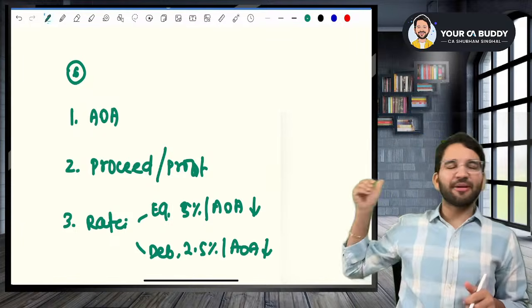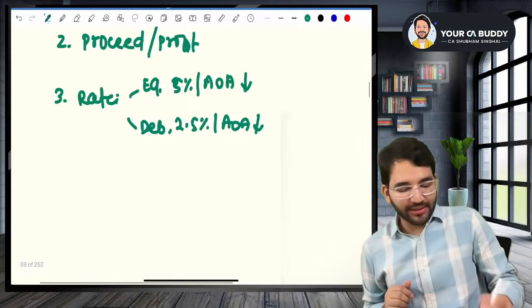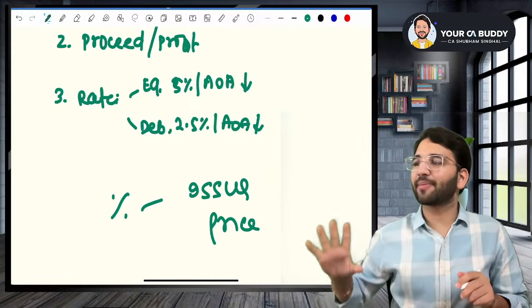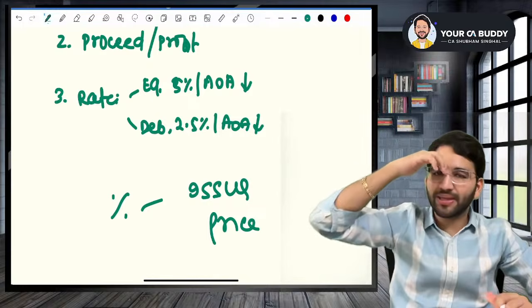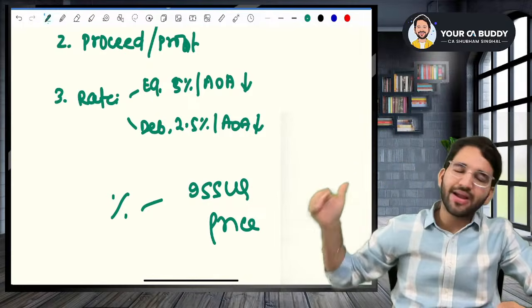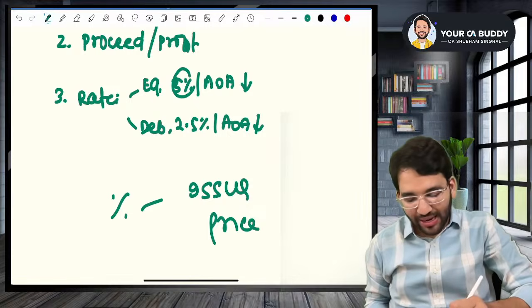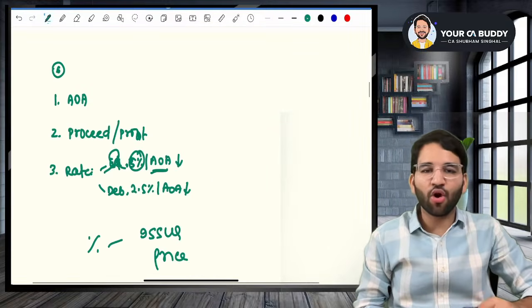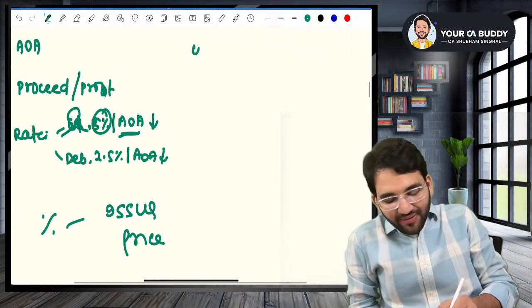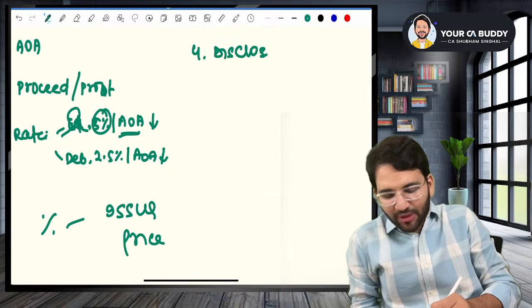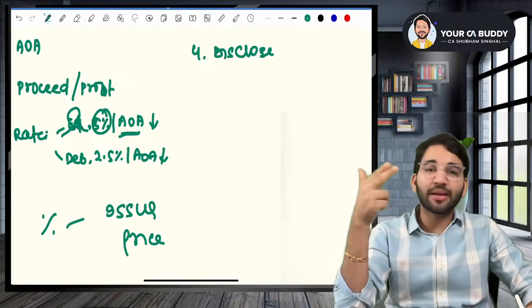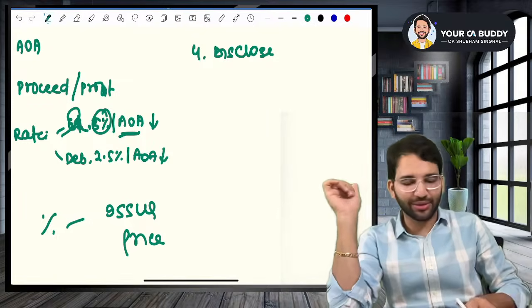For equity, the 5% will be of the issue price and not the face value. Remember that. So you pay this percentage of the issue price, 5% or AOA, whichever is lower in case of shares, and in case of debentures, 2.5% or AOA, whichever is lower. Now point number 4, you will have to disclose certain things in the prospectus: the name of the underwriter, the rate of the commission, the agreement with the underwriter. All these things you will have to disclose.